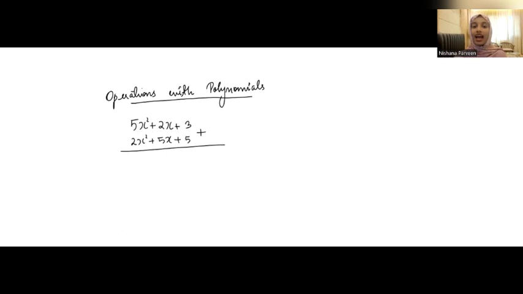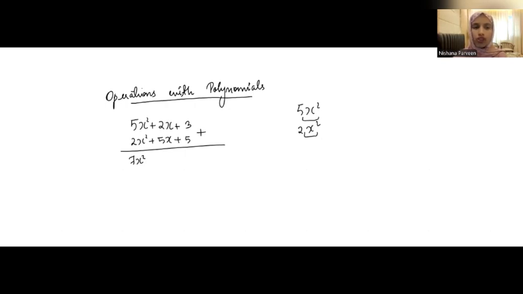So I can add the like terms. What I mean by like terms: here, 5x squared and 2x squared. Just look, this is x squared, this is x squared. They have the same variable, so we can say they are like terms. So I'm going to add these: 5 plus 2 is 7, so it's 7x squared. We can add the like terms as we do normal addition.